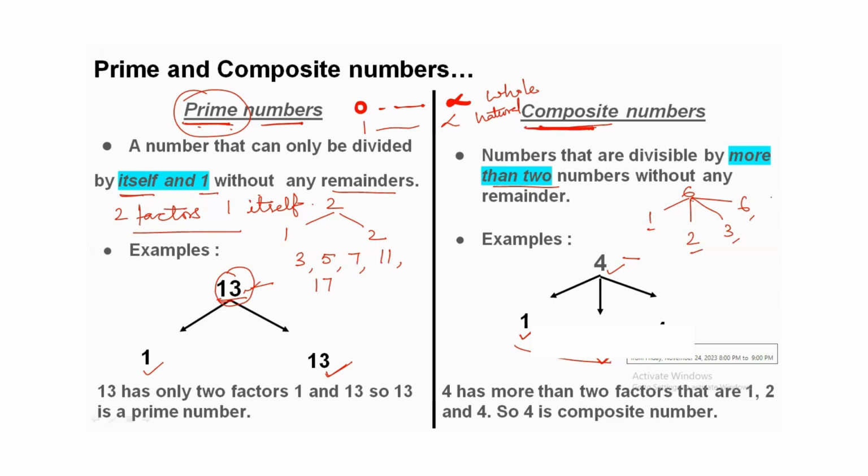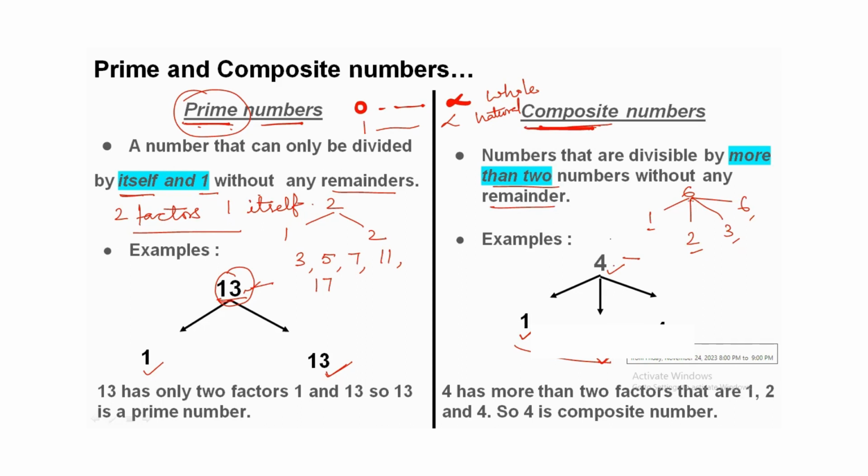Okay, so when some number comes in the table of more than two numbers, then that number is known as a composite number. Understood? So if we need to give a definition for composite number, we can say that numbers that are divisible by more than two numbers without any remainder are known as composite numbers.